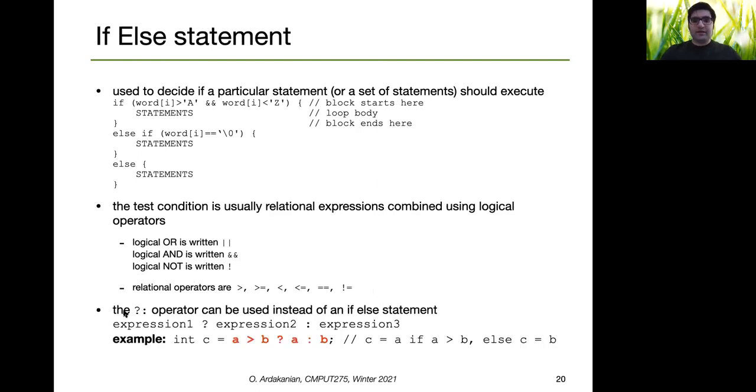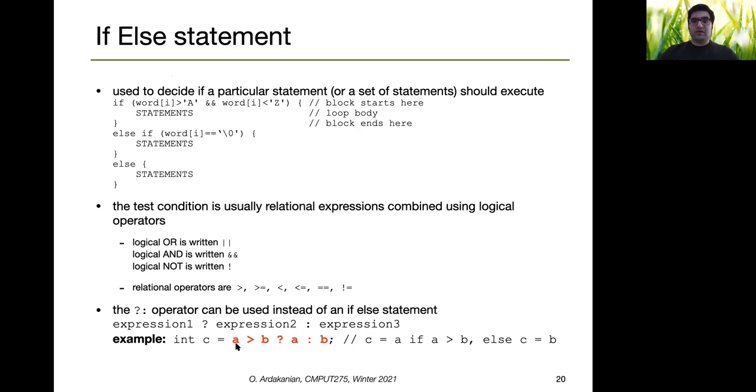And lastly, there is an operator, question mark colon, that can be used instead of an if-else statement. So this is just a short form of the if-else statement. What it does is that it evaluates expression 1. If expression 1 is true, then the result of this whole thing is expression 2. If expression 1 is not true, then the result is expression 3.